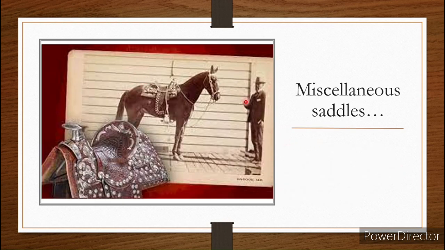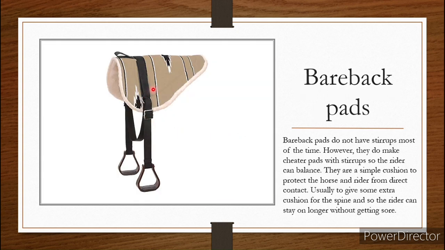Miscellaneous saddles. So this is going to be your oddballs. Bareback pads. Of course, this is going to be on here. Bareback pads do not have stirrups most of the time. However, there are some designs like this that have little cheats here. They do make cheater pads with stirrups so the riders can balance better. They're a simple cushion to protect the horse and rider from direct contact, and it has some extra cushion specifically for the horse's spine so the rider can stay on longer without getting sore.